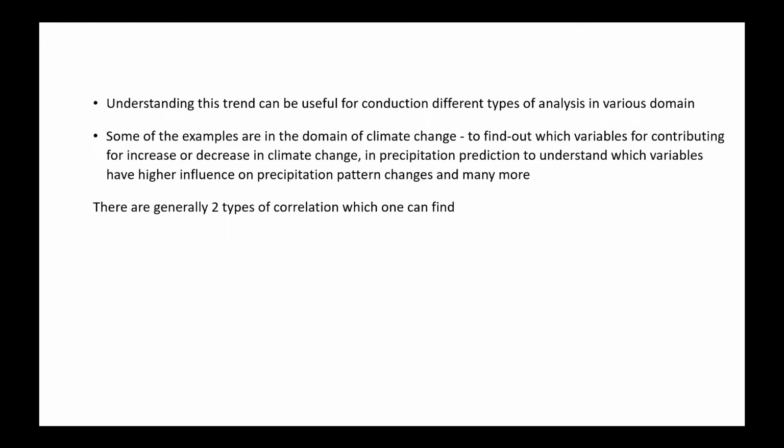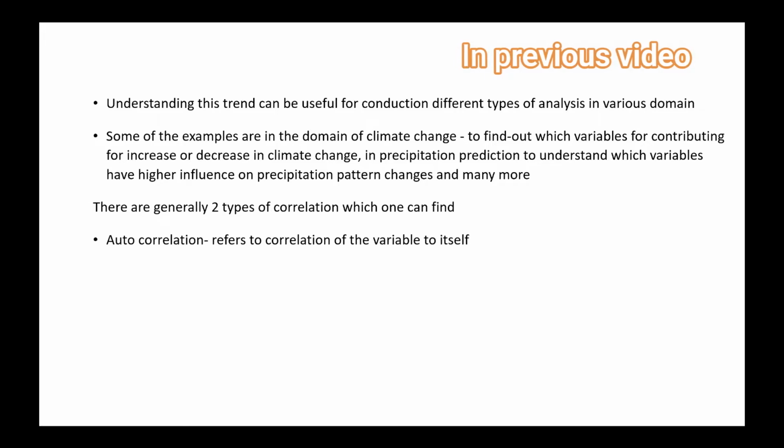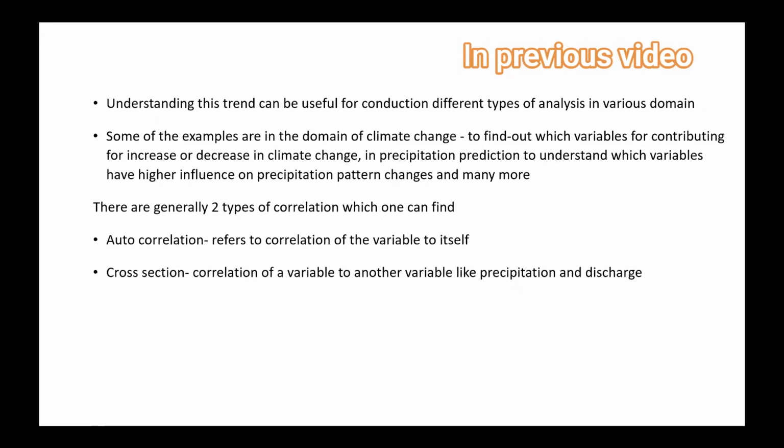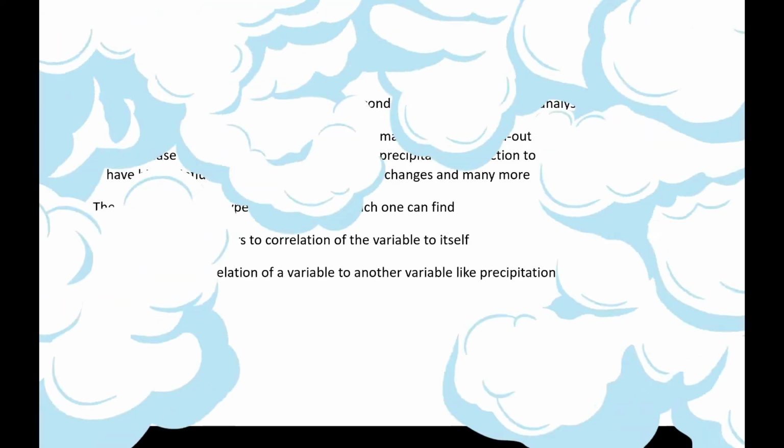Generally, to understand this correlation, two types of analysis can be done: autocorrelation and cross correlation. Autocorrelation represents understanding how one variable is interrelated with itself. In the same way, cross correlation represents how two variables are related to one another.